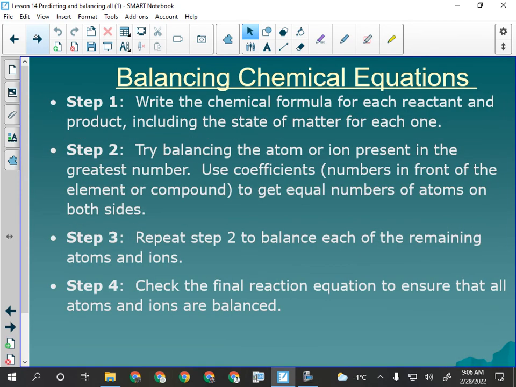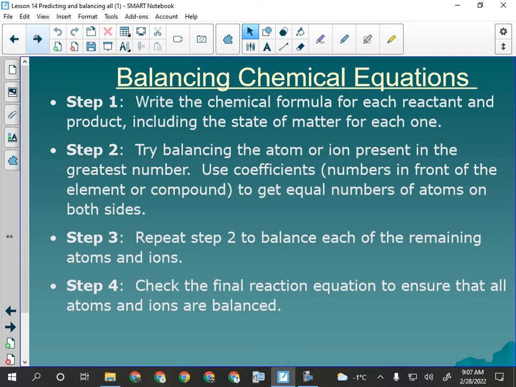All right, so for balancing a chemical reaction, and again, this is not something you have to write down because you already know how to do this. It's just so you have it in your notes. Write the chemical formula for each reactant and product. You don't have to have the state of matter. Try balancing the atom or ion present in the greatest number. We talked about how that's the best thing to do for all reactions except combustion, which has its own set of balancing rules.